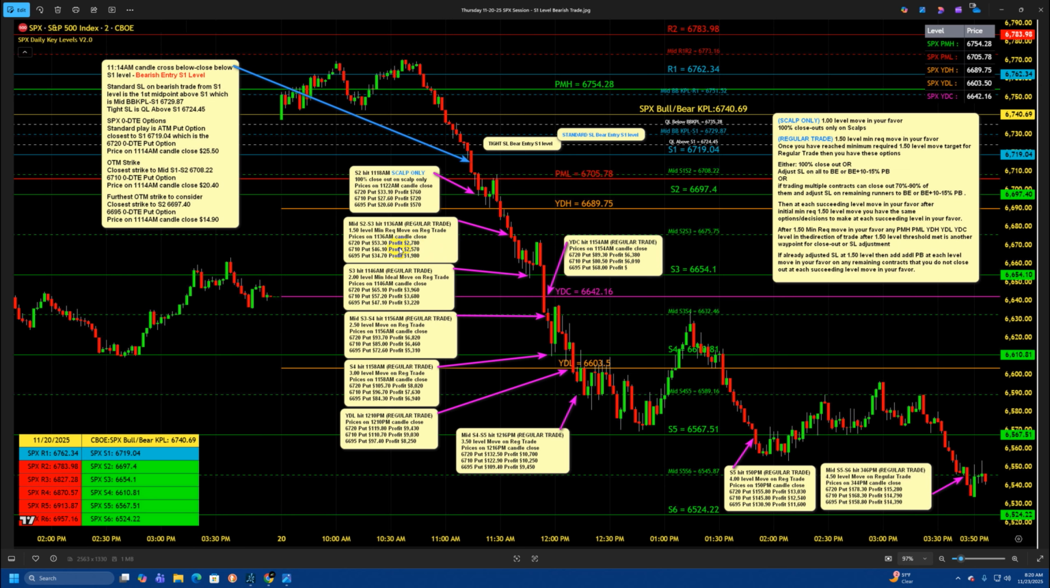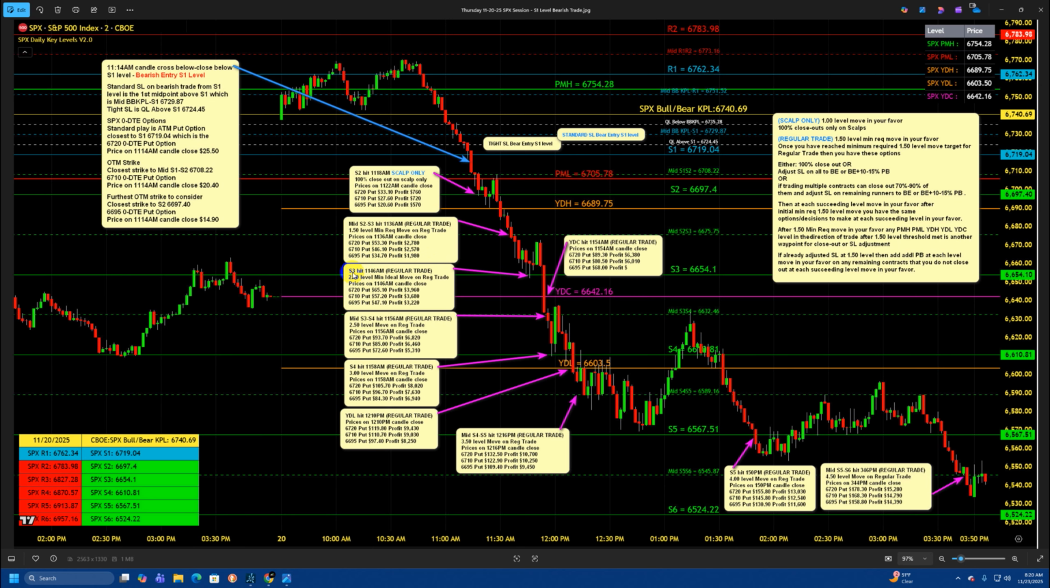Okay, so it hits the S2, S3 level. As you can see here, slightly better on the candle close. Prices on the candle close: 67.20 put, now 53.30, profit $2,780 per option. 67.10, $46.10, profit $2,570 per option. 66.95, $34.70, that is a profit of $1,980 per option.